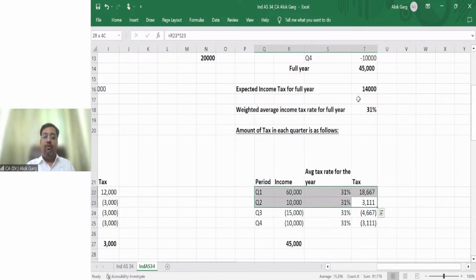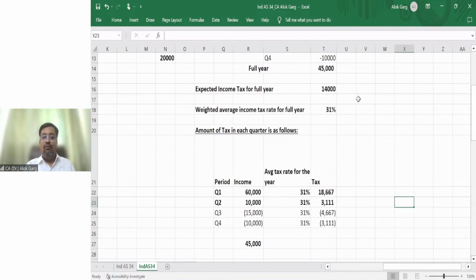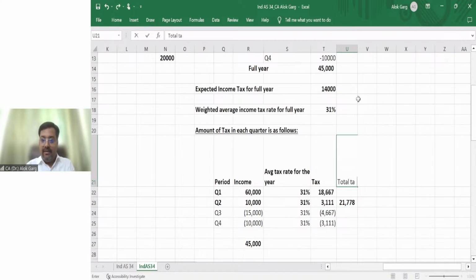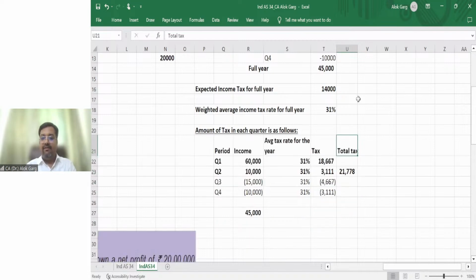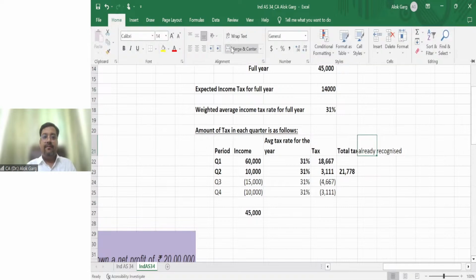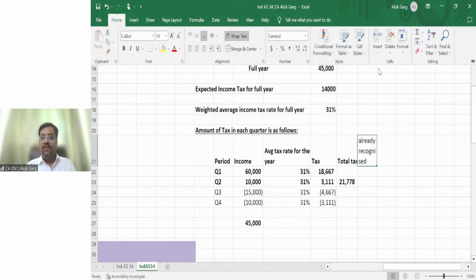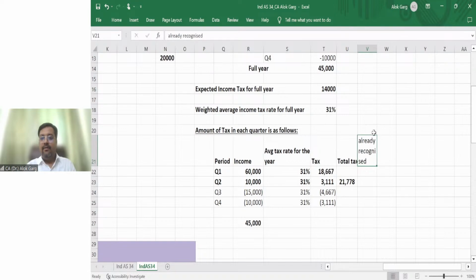Friends, now already 6 months have passed. What is my total expense which I am supposed to record? I am supposed to book 21,778. My total tax expense at 30th September is 21,778. How much have I already recorded? How much is already recognized, friends? Tell me how much is already recognized.